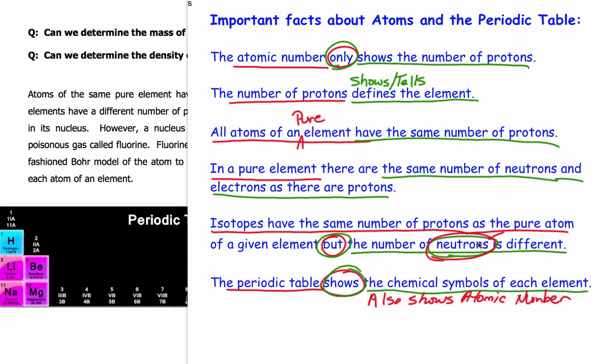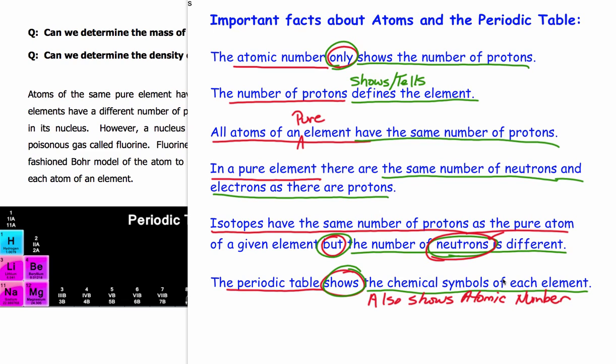And then finally, the periodic table shows the chemical symbols of each element. And this is something that you are going to need to pay attention to. Carbon is an uppercase C. Lithium is an uppercase L with a lowercase i. Always the first letter of a symbol is capitalized, and if there are more than one letter, then the other letters are lowercase.